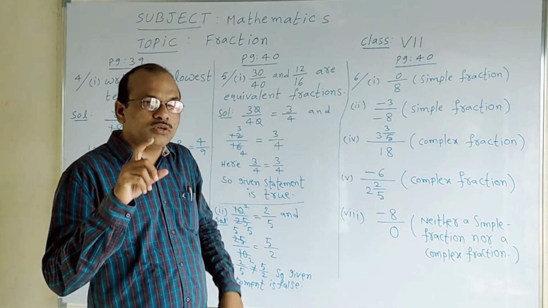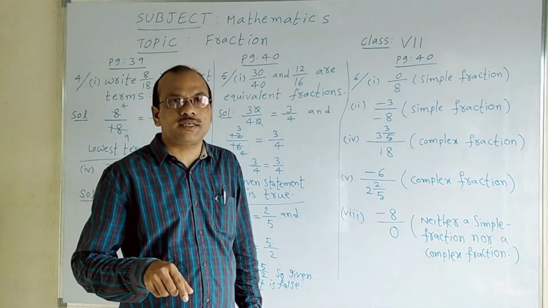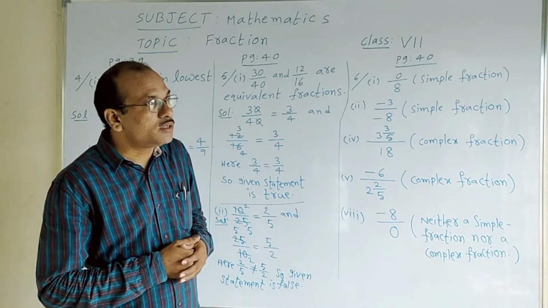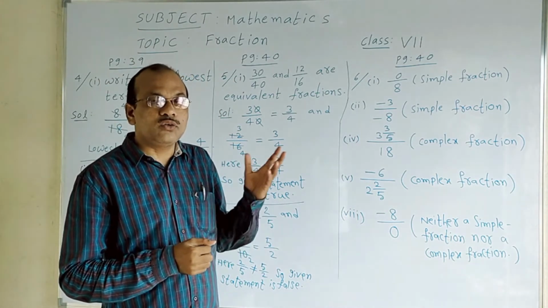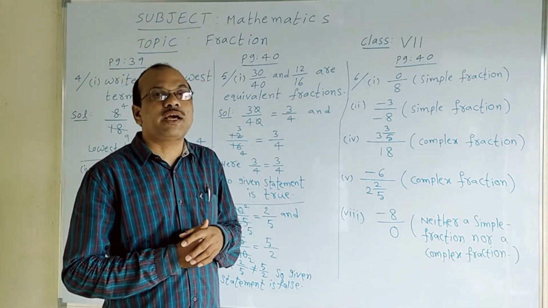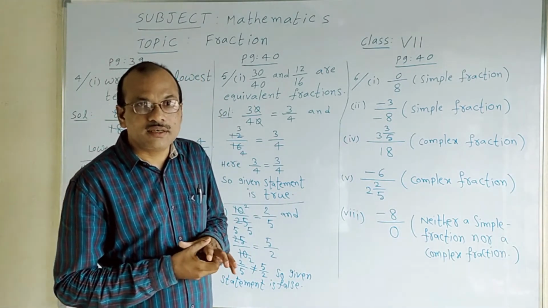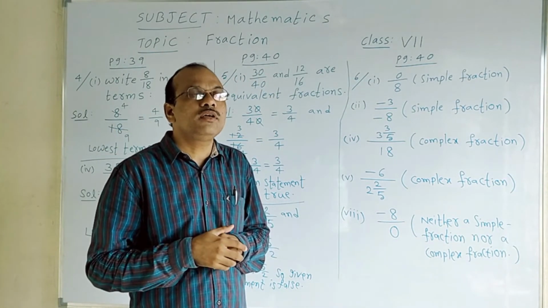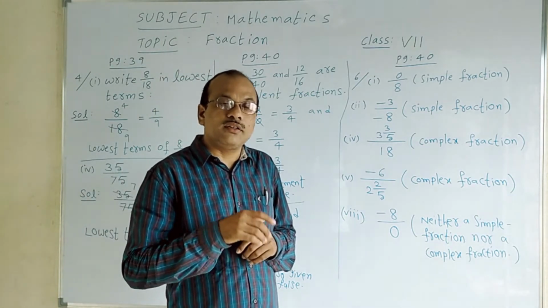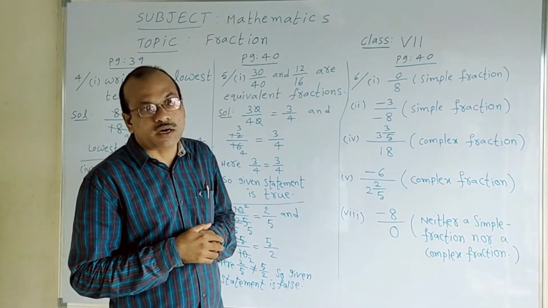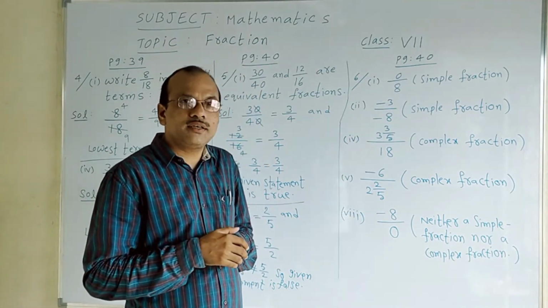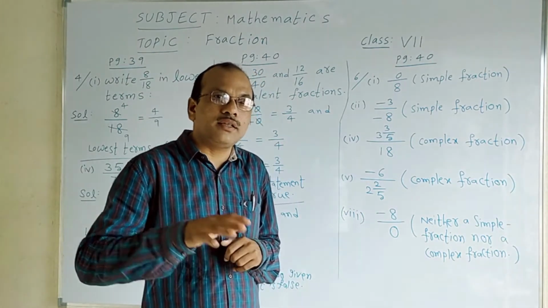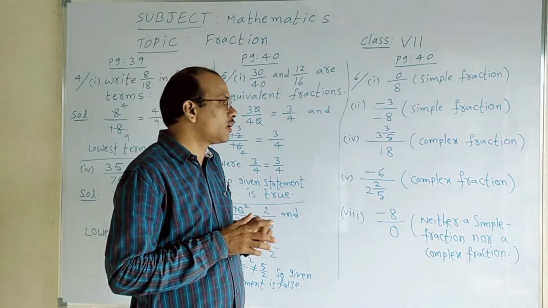If both the numerator and denominator of any fraction are whole numbers, then such a fraction is said to be a simple fraction. If the numerator and the denominator of any fraction are fractions, that means a fraction is given in the numerator and a fraction is given in the denominator, then such a fraction is said to be a complex fraction. Is it clear, students? If numerator and denominator are both given as fractions, then such a fraction is said to be a complex fraction.